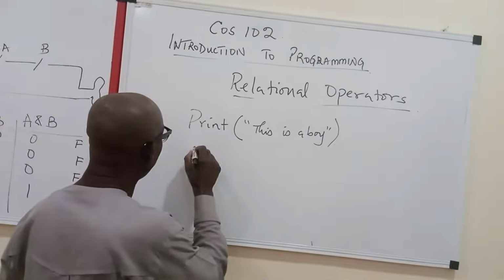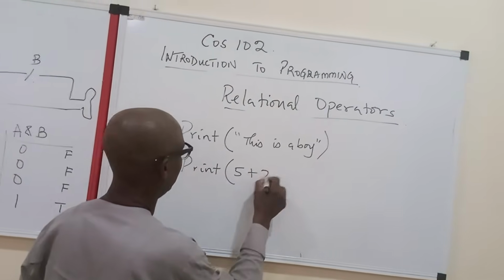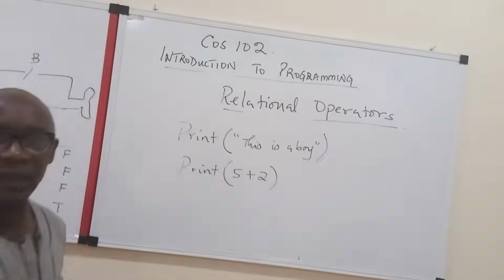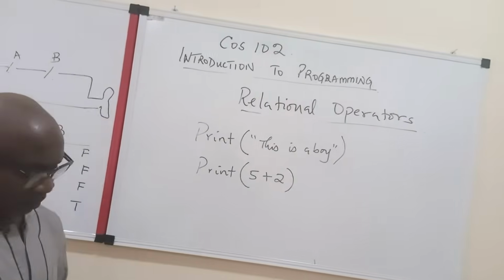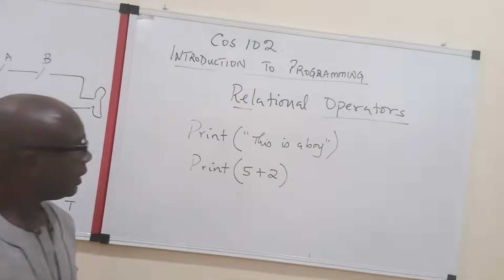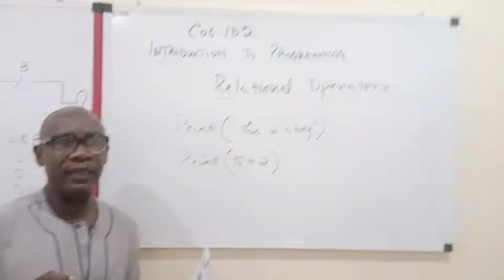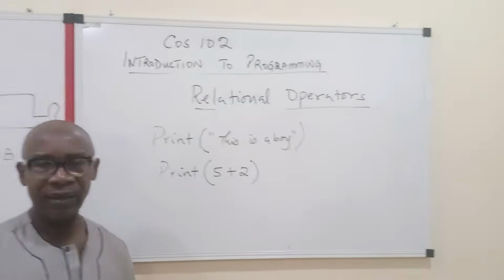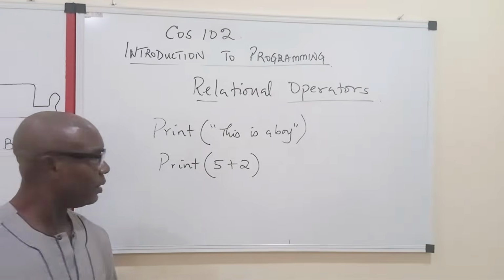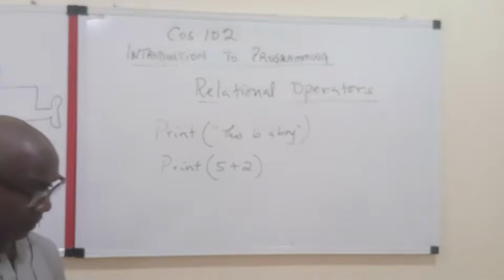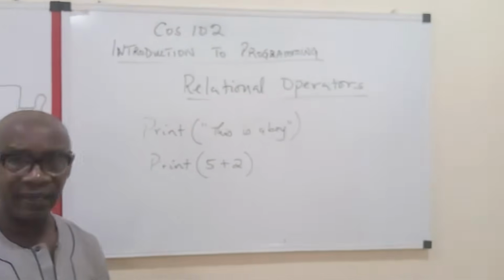However, we can do arithmetical operations inside a print statement. The outcome will be 7. Now, we have string. String data types are characters. We will later go into details of that. However, let us demonstrate some concepts here. String data types mean they are characters.